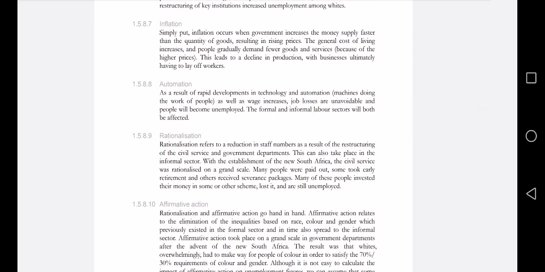Inflation. Simply put, inflation occurs when government increases the money supply faster than the quantity of goods, resulting in rising prices. The general cost of living increases and people gradually demand fewer goods and services because of higher prices. This means a decline in production, with businesses ultimately having to lay off workers.